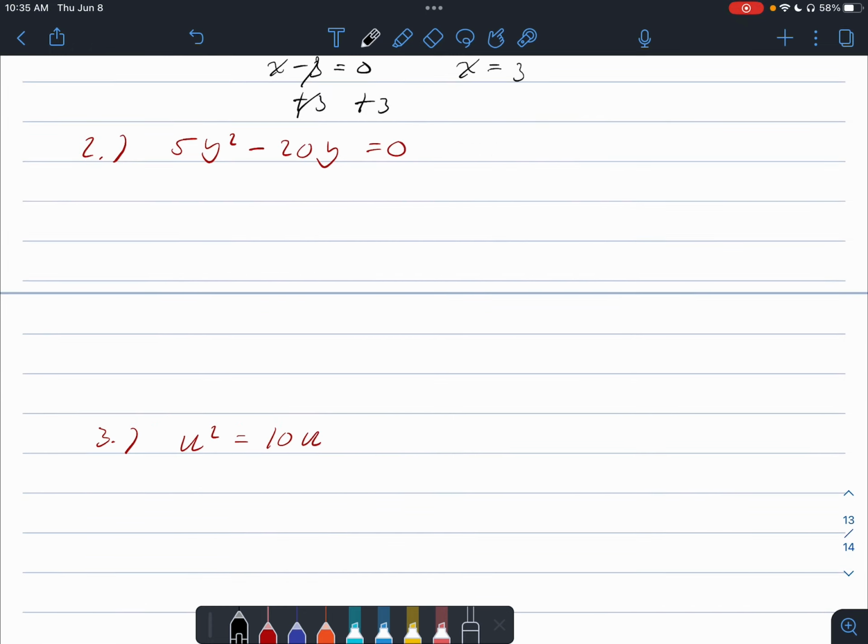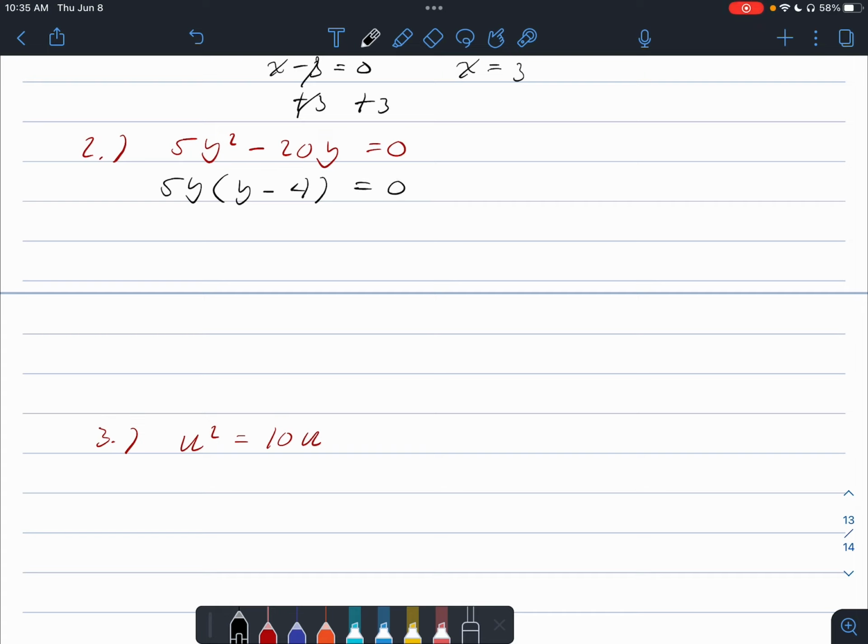Okay, similar idea here for the next one. We have 5y squared minus 20y. So what you'll see here is you should be able to divide each component of this, 5y squared and negative 20y. You can divide out a 5y from each of these. So if we pull out a 5y from this equation, we'll have 5y times y minus 4. Okay? And we get this because if we multiply 5y times y, we get 5y squared. And then if we multiply 5y times negative 4, we get negative 20y.